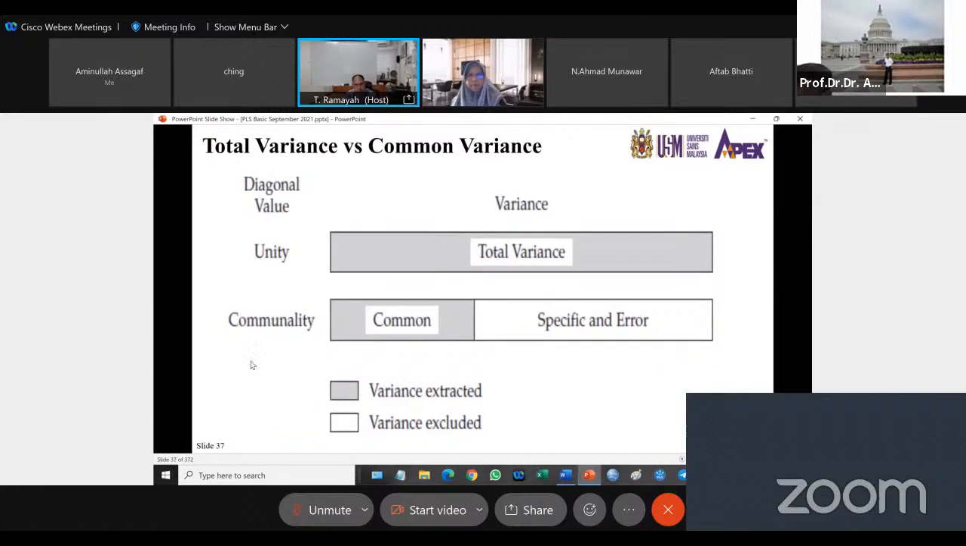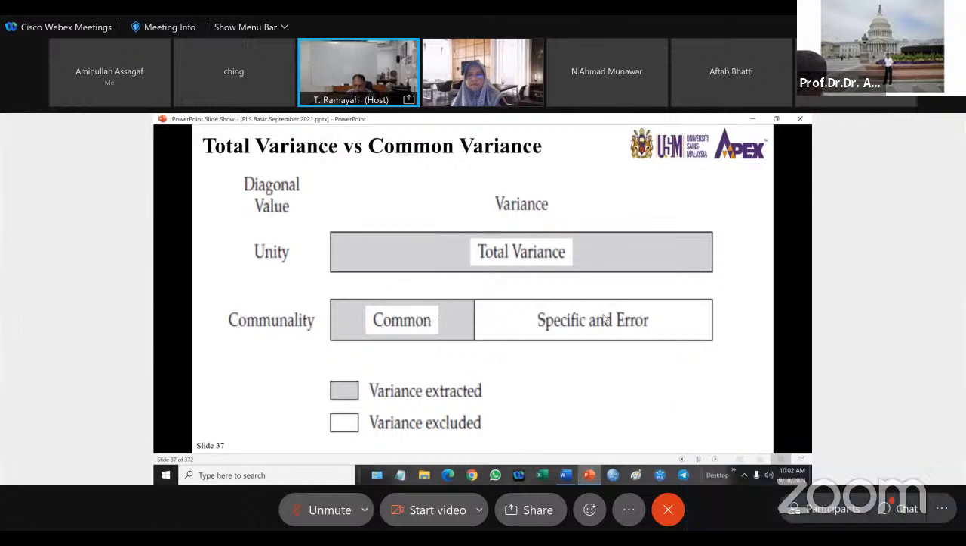It is like this. In common factor, we have two components of the measurement. We have a common factor, common variance, and we have another component called specific and error variance. So they will divide this into two, common variance and specific and error variance. In AMOS, they only use this component, which is the common variance. In variance-based SEM, which is partial least square, we will use total variance, not only this variance. So that's why the way they calculate the score is very different.